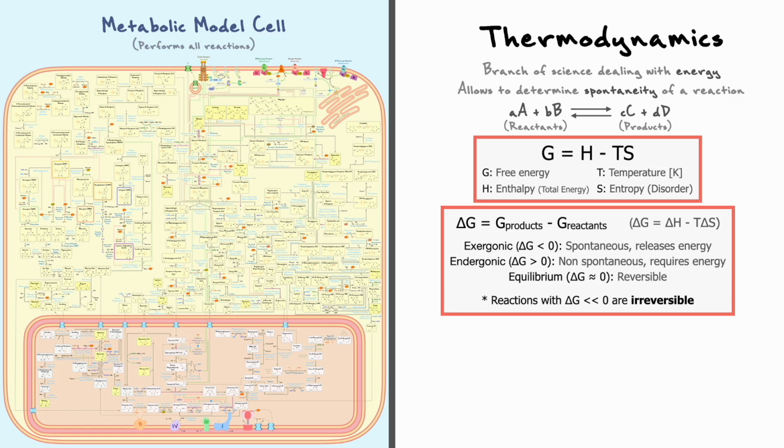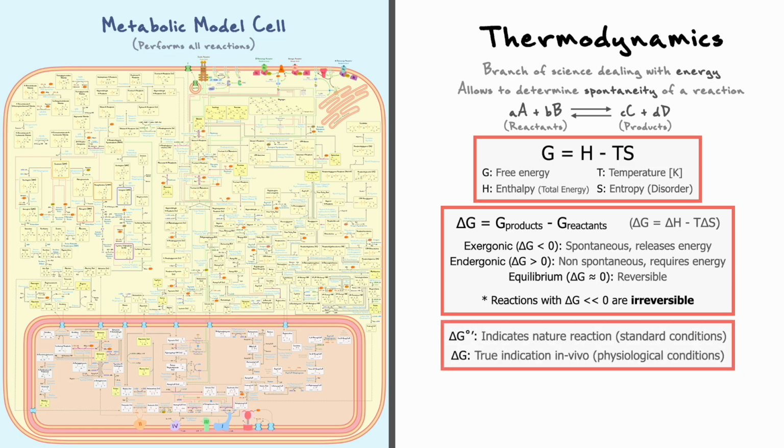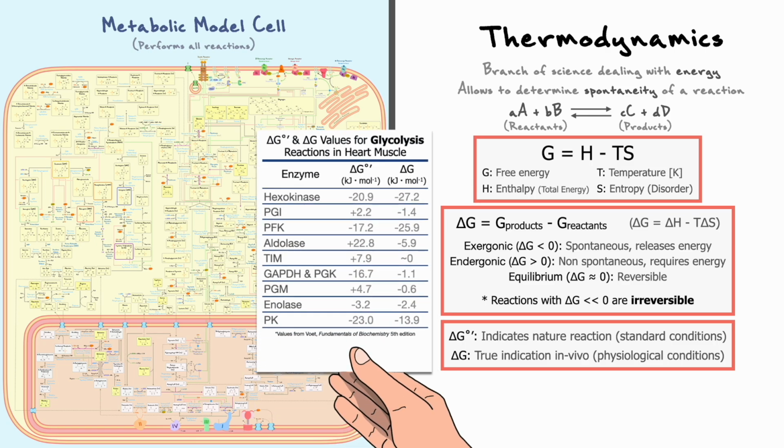Given that, there is also a standardized version of the Gibbs free energy that is denoted delta G naught. This version of free energy follows the same rules for the signs of delta G, and it allows us to give insight on the nature of the reaction. However, the true indication of spontaneity that happens in vivo comes from this delta G because it uses the physiological conditions of the reaction. Now, to exemplify these concepts of thermodynamics, I want to consider the values of delta G naught and delta G for the process of glycolysis.